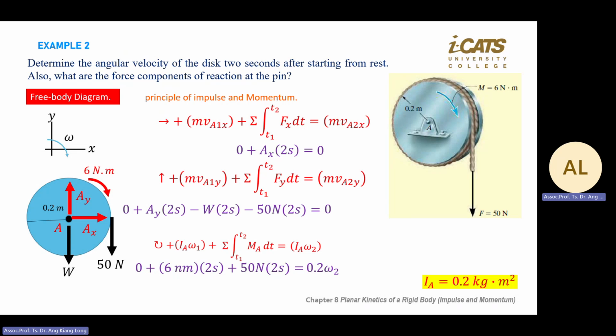0.2 omega 2. So you're having 3 equations. How many unknowns can you solve? Ax, Ay, W, you know, mg. Then here you only have omega 2. So you have 3 equations, you can solve 3 unknowns.